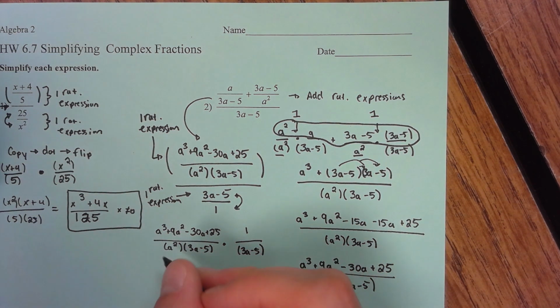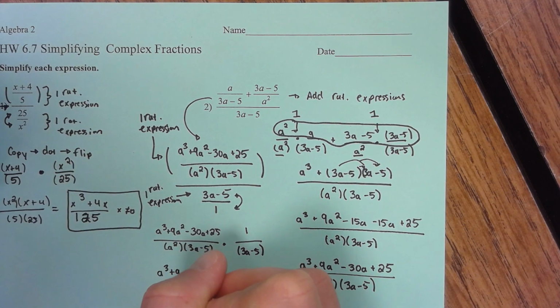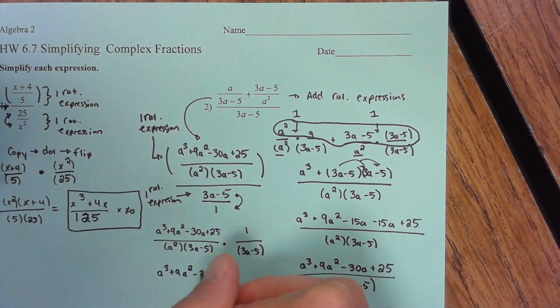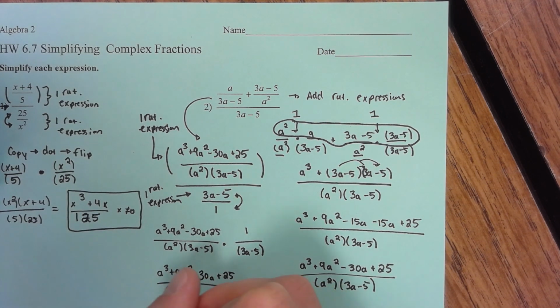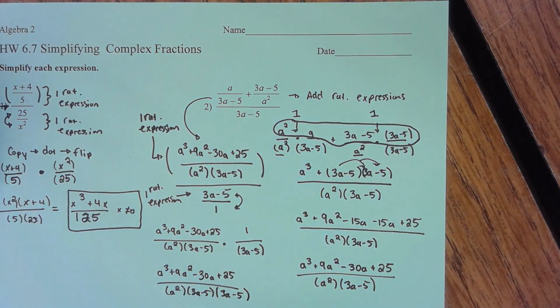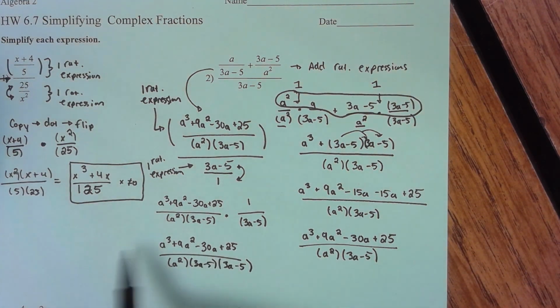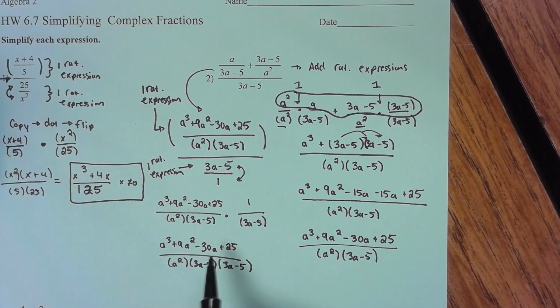And so now this expression is a cubed plus 9a squared minus 30a plus 25 over a squared 3a minus 5 times another 3a minus 5. And I don't think anything cancels. That's about as far as we can go. Okay, in order for things to cancel, we would have to refactor the numerator, and that's not going to factor.